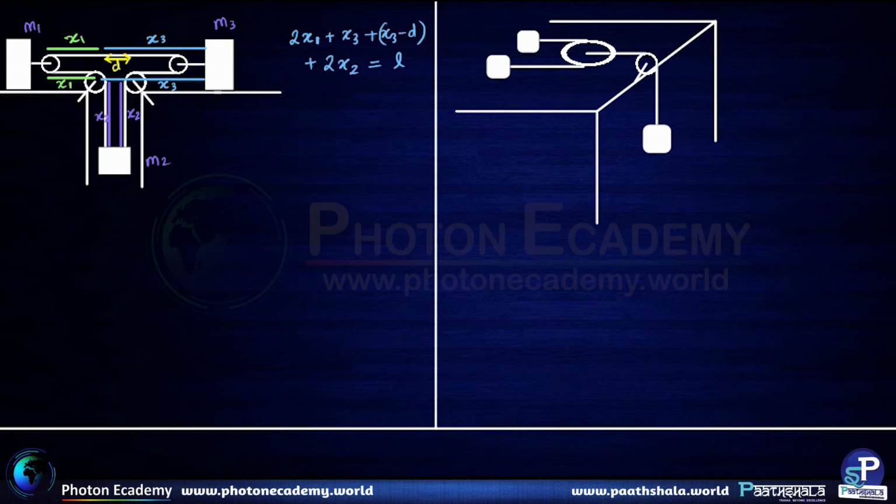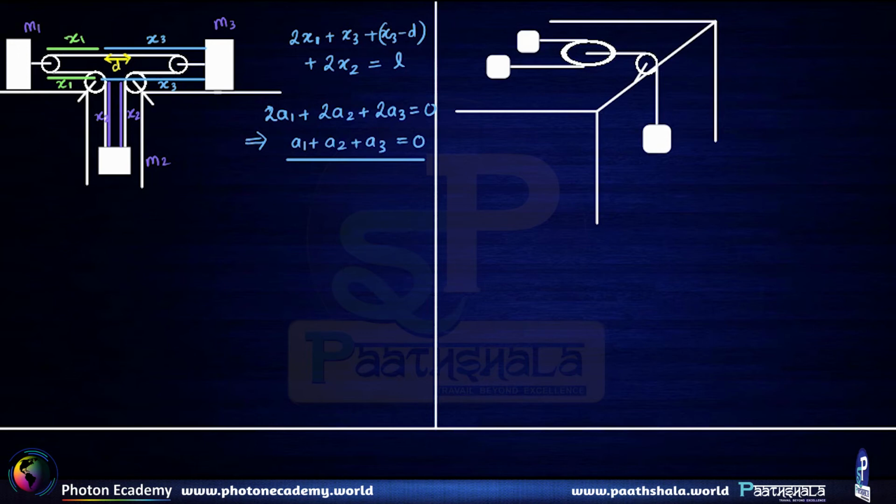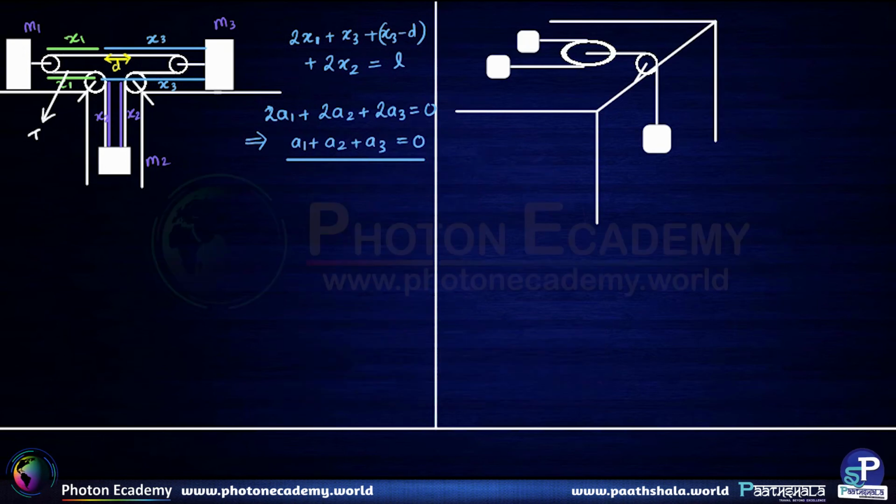So on double differentiating, we get 2a1 plus 2a2 plus 2a3 equal to 0. This implies a1 plus a2 plus a3 is equal to 0. So this is one of the constraint motion equations, one of the equations that will be used to solve this particular system. It's the same string, that's why the tension in the string is going to be equal to T.